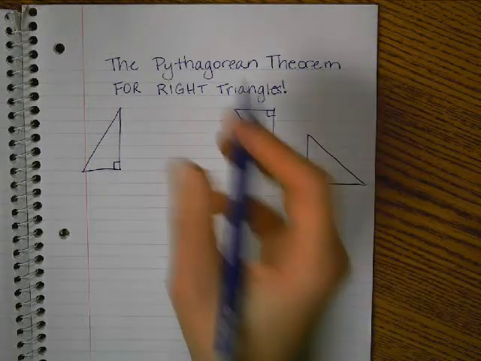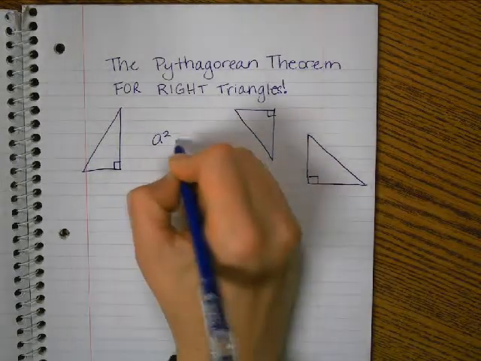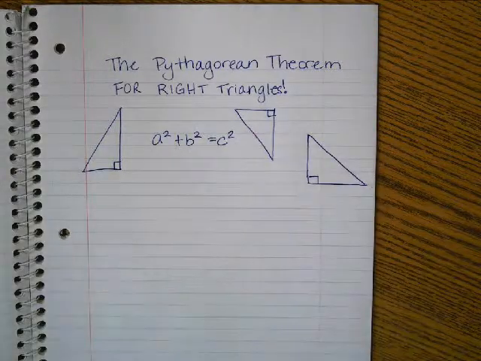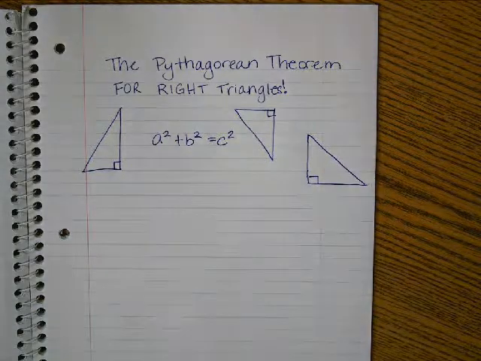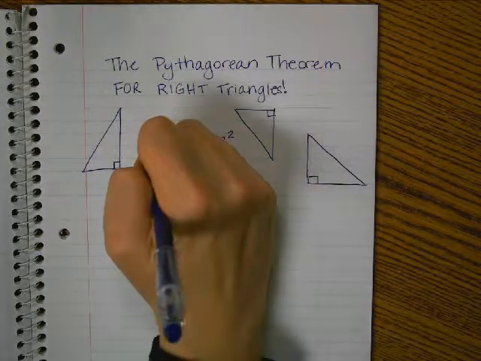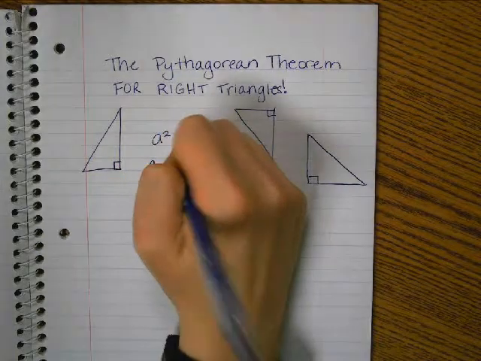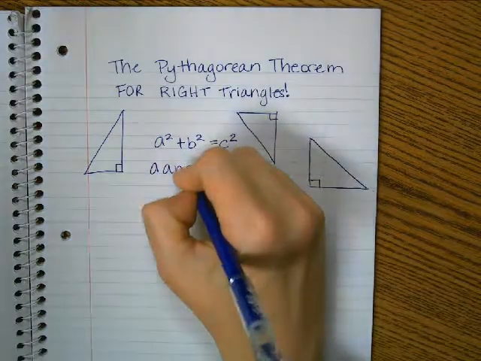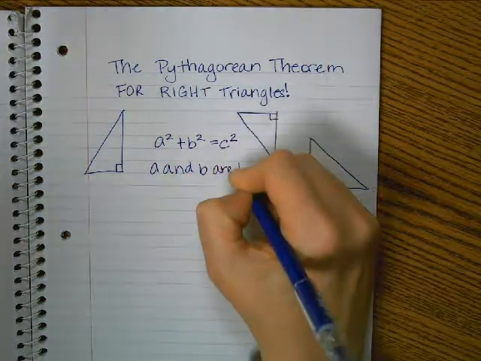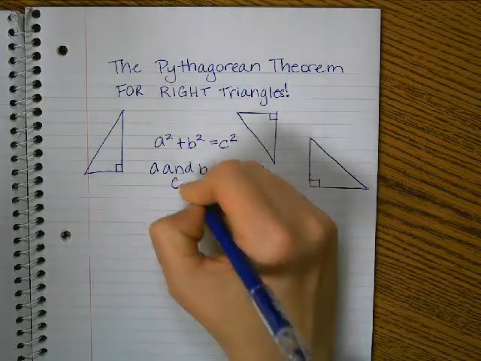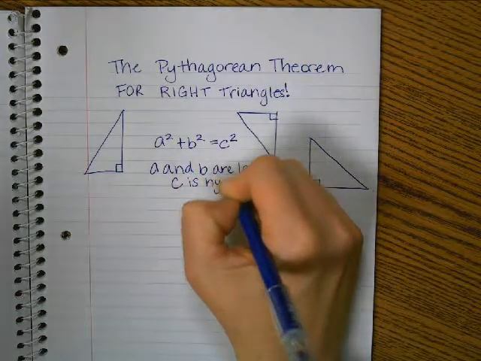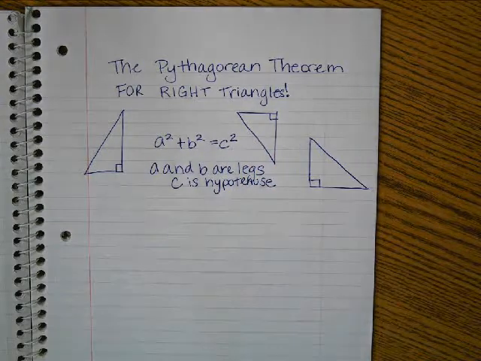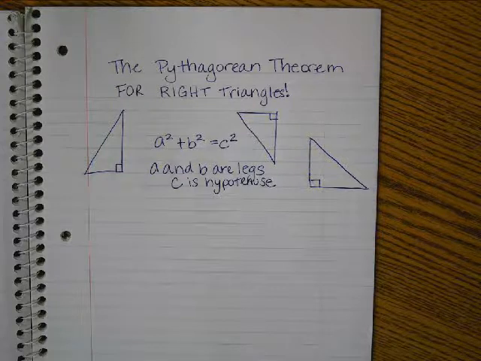And so remember, the formula is a squared plus b squared equals c squared. Okay? Now remember, A and B are the legs. Whoops, that's the worst N I've ever written in my life. A and B are legs. And C is the hypotenuse. C is the hypotenuse. Okay?